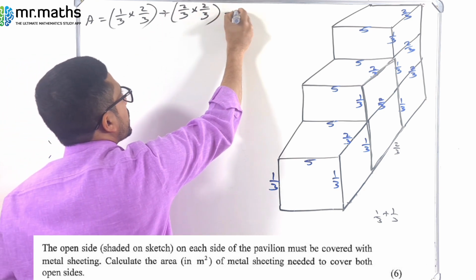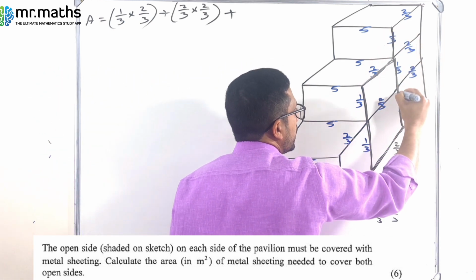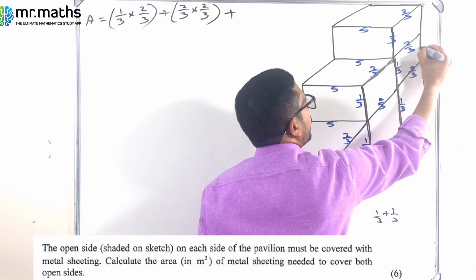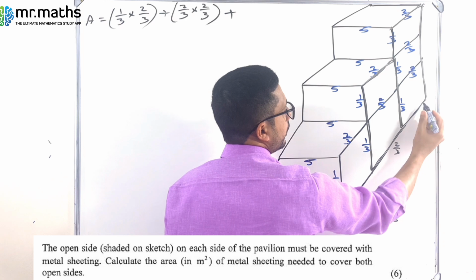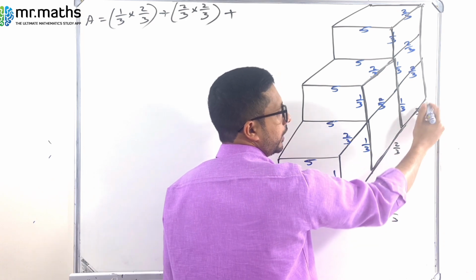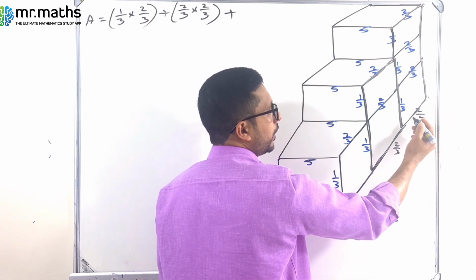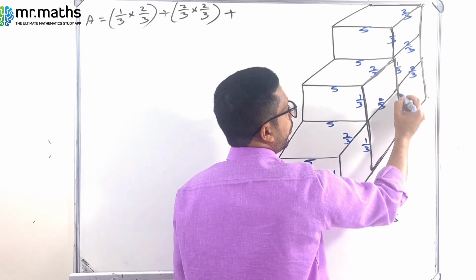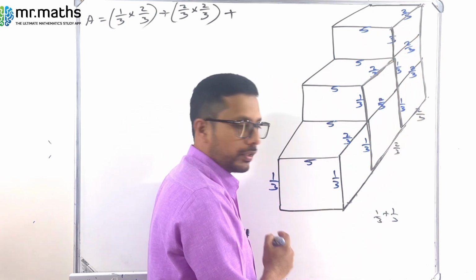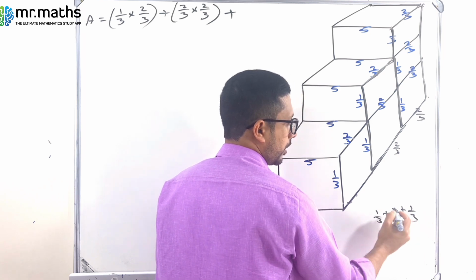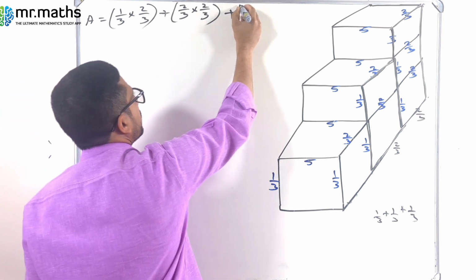Plus then the third one. It's a big one, there are 3 layers up to here. Here what is the breadth? 2 over 3. That is the same in all the steps. This one is 2 over 3, this is 2 over 3, this is 2 over 3. But what about the height? 1 over 3 plus 1 over 3 plus 1 over 3. There are three 1 over 3s. So that is 3 over 3, which is 1. Anyway, we can write 3 over 3.